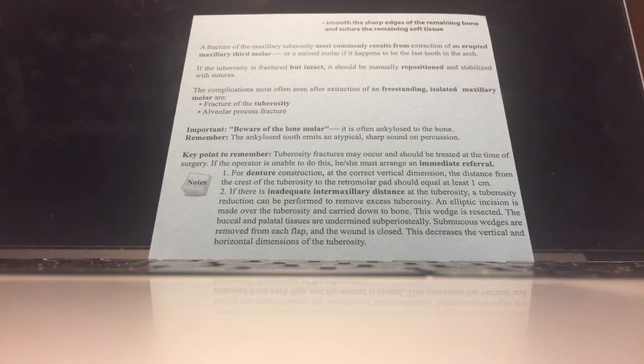An elliptic incision is made over the tuberosity and carried down to bone. This wedge is resected. The buccal and palatal tissues are undermined subperiosteally. Submucous wedges are removed from each flap and the wound is closed. This decreases the vertical and horizontal dimension of the tuberosity.